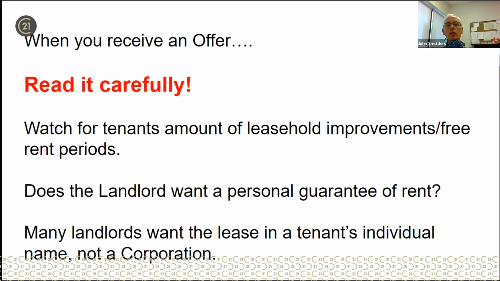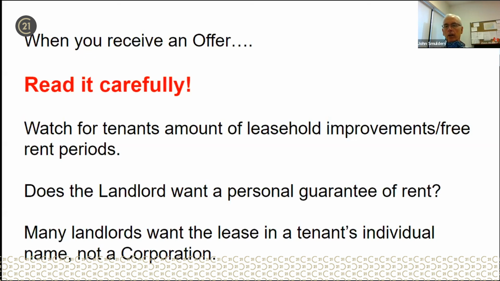Do watch for the following. Watch for tenants' amounts of leasehold improvements and free rent periods. The last thing you want is that the tenant asked for 4 months free rent and you forgot to tell the landlord and the landlord signed off on it. Oops, that's not a good idea. Or what's the amount of leasehold improvements that the tenant wants to do? What is he intending to do? He's tearing down walls. He's adding another floor. All sorts of crazy things have happened out there, so do be careful, please.